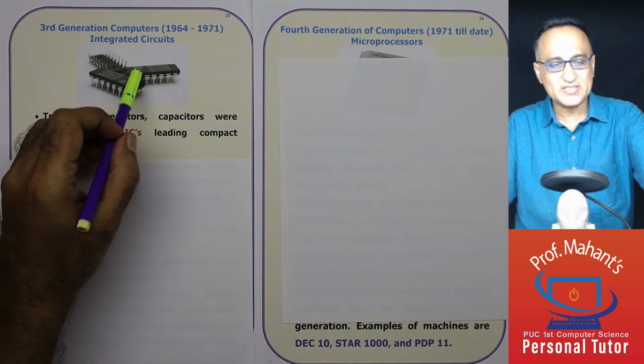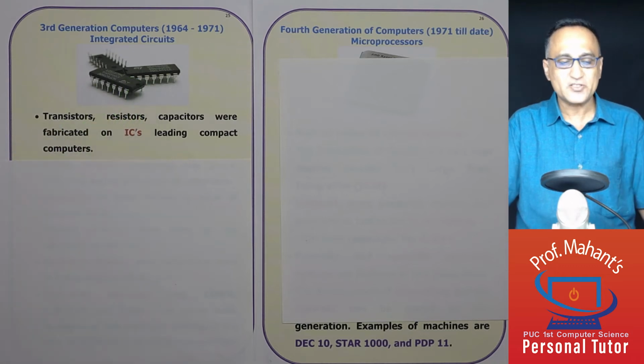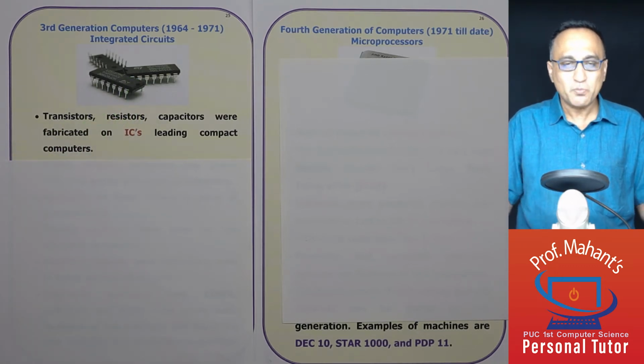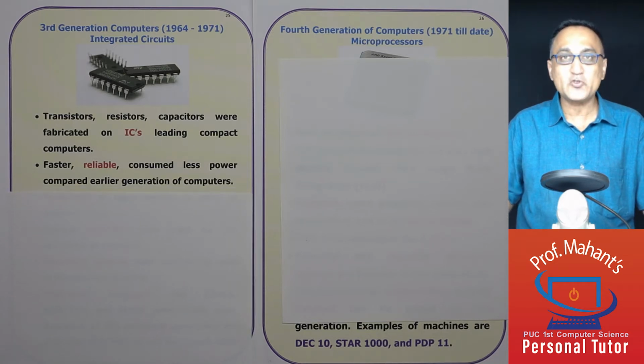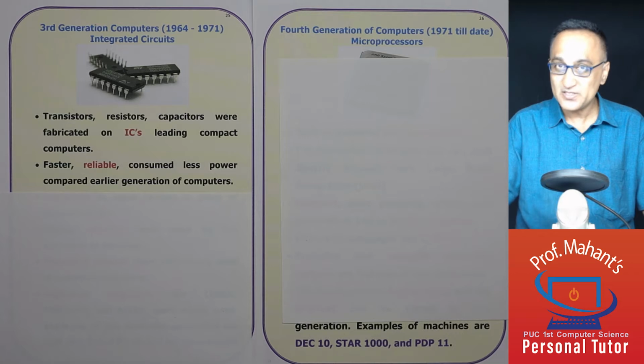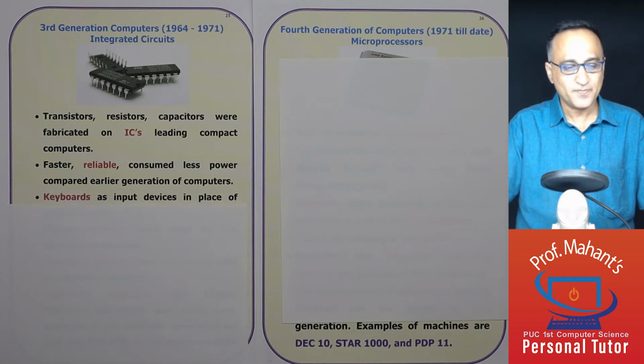integrated circuits. So this is an example of an IC or integrated circuit. The advantage is more number of transistors, resistors, capacitors could be placed in a smaller area, leading to smaller computers, more reliable machines, faster machines consuming less power, and so on. This is all compared to the previous generation.